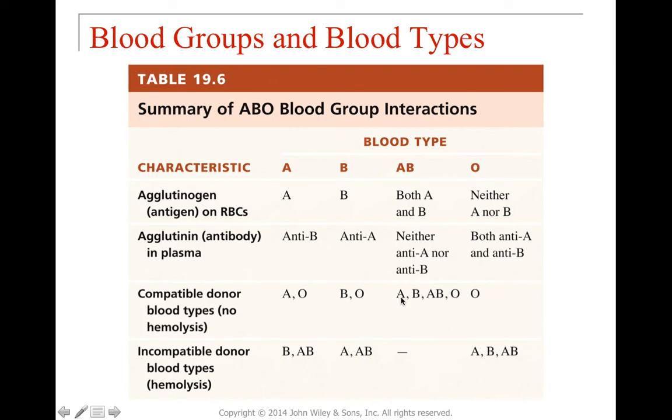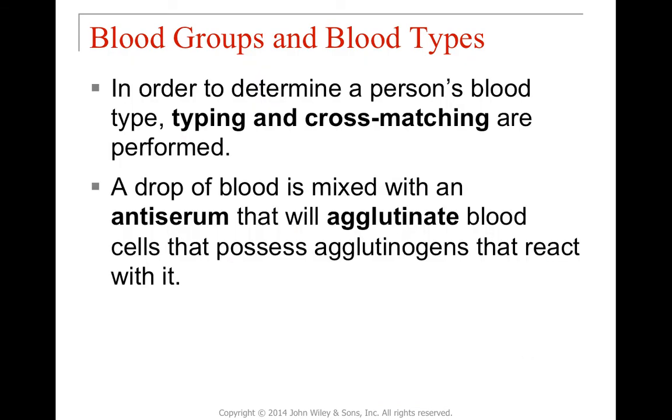AB is able to take it from A, B, AB, or O because it's able to accept it from anyone. Why? Because it has no antibodies in the plasma, none, so there's no incompatibility. However, O has antibodies to both A and B in the plasma and is only compatible with O, so it's incompatible with everyone else, including A, B, and AB.